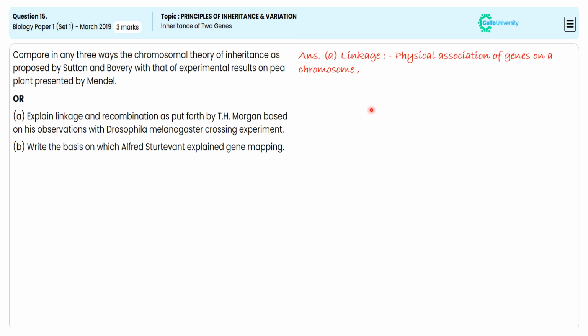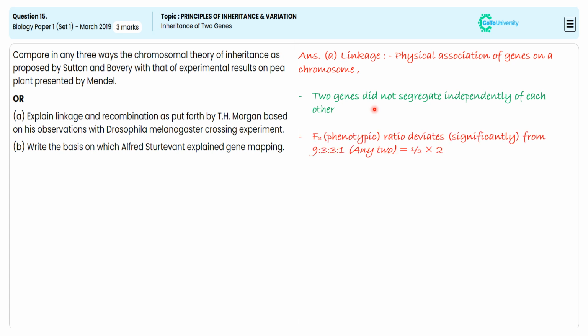Two genes did not segregate independently of each other. For this illustration, we are getting another half mark. The phenotypic ratio that we obtained is 9:3:1. For this specification, we are getting another half mark.